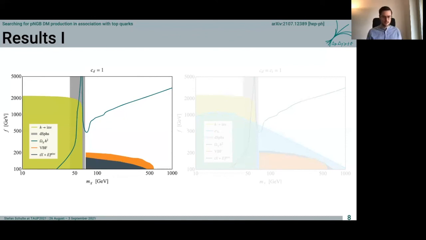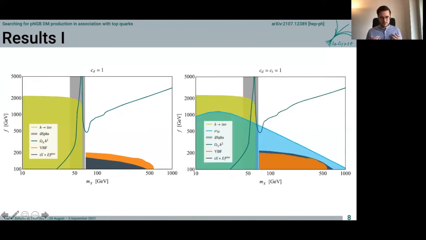In general, we can say that collider constraints are by far not strong enough to exclude models which also explain the dark matter relic abundance, which is realized along this dark green line. Direct detection experiments are not sensitive to the derivative Higgs portal operator, as mentioned before.